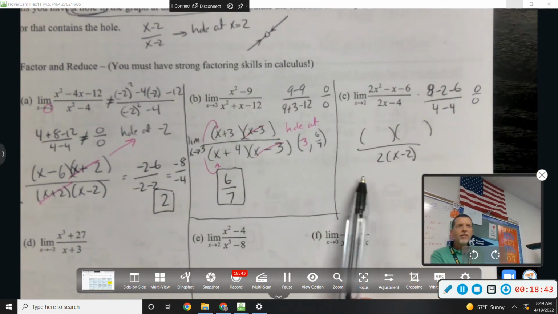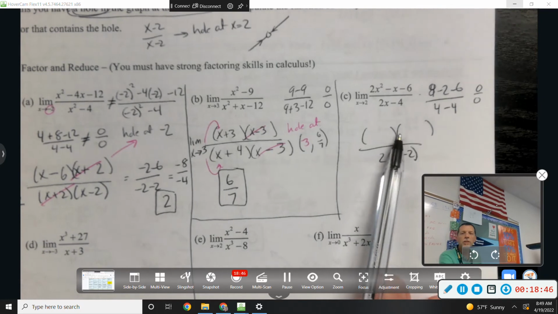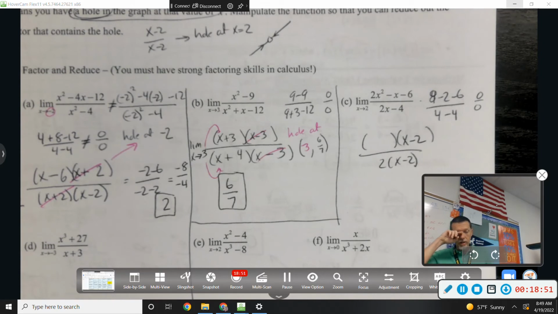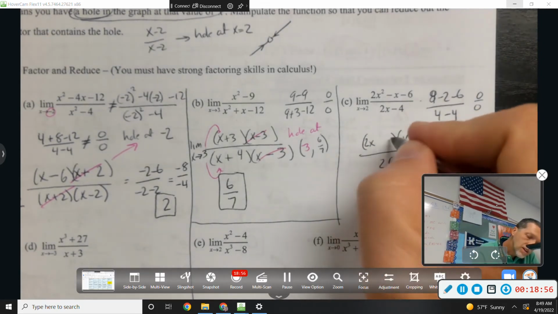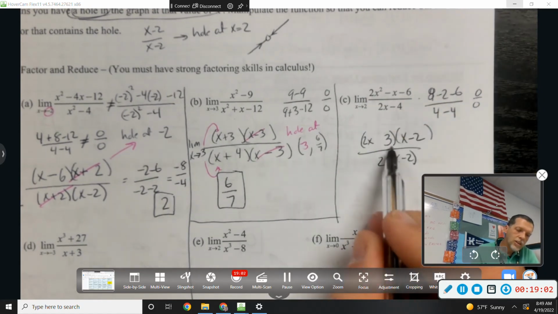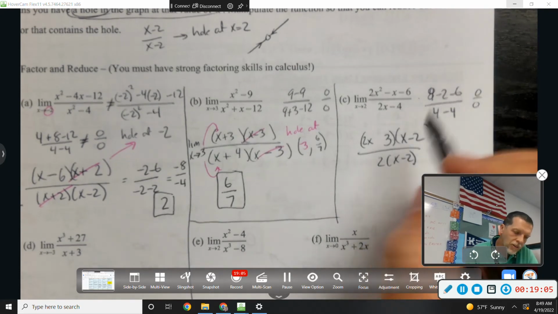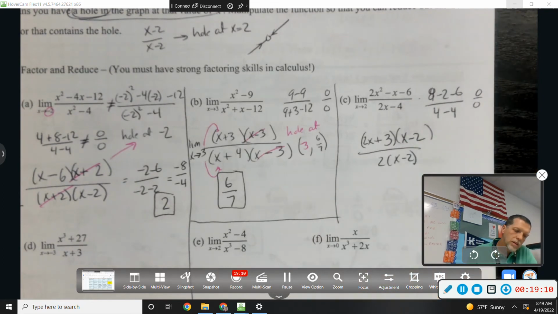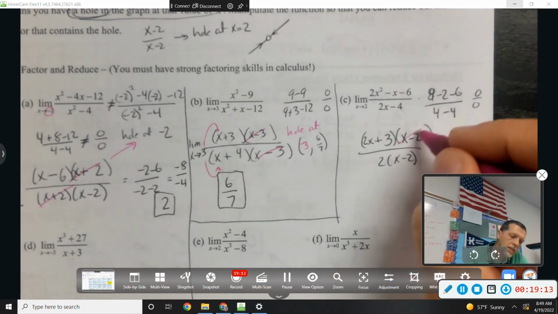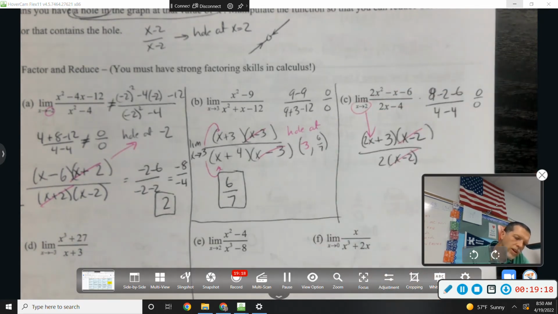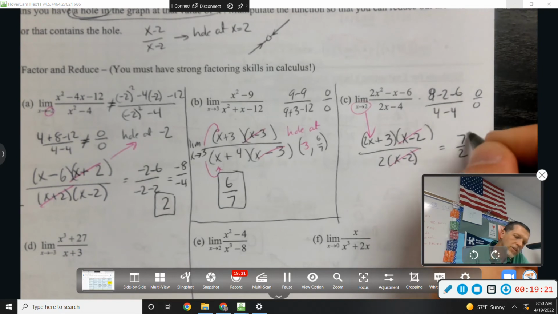If you get stuck, factor the easy one first. We know that a factor is supposed to cancel, so I'm pretty sure that x minus 2 needs to be one of those factors of the top so that it can cancel. So I need a 2x to get the 2x squared. I need a 3 to get the negative 6. And now it's just which sign will work. Plus 3. X minus 2's will cancel. I plug in 2. I get 7 over 2.